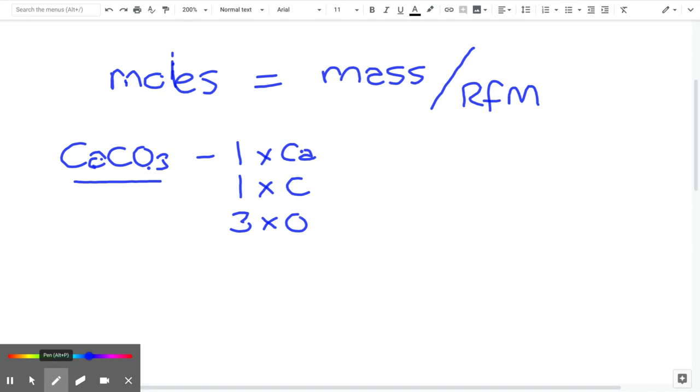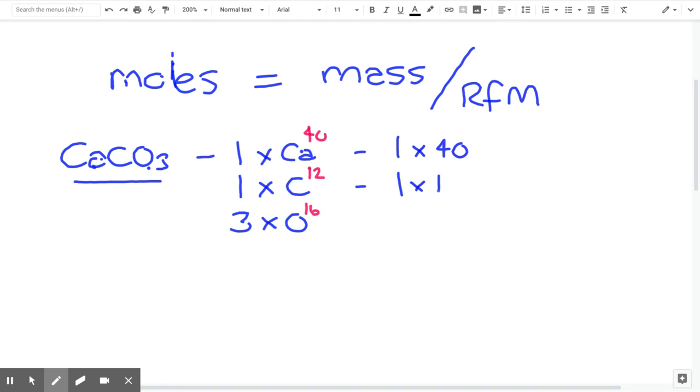Now you'd have to have the periodic table to hand and have the mass numbers. So for calcium it'd be 40. Remember, it's the top number, the larger of the 2 numbers. For carbon it's 12, and for oxygen it's 16. So if we then just manipulate those numbers, we would have one lot of 40 from the calcium, one lot of 12 from the carbon, and 3 lots of 16 from the oxygens, and we simply add those together and you get an RFM of 100. So that's not going to change throughout any of the questions.